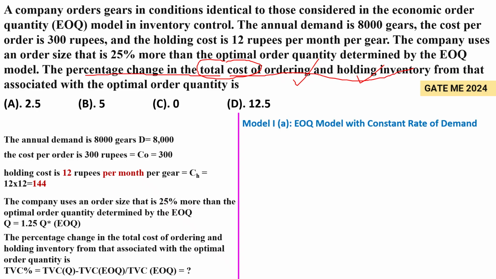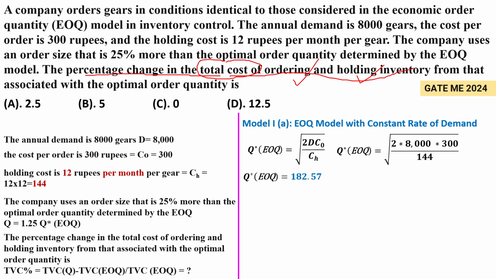So first we have to determine the EOQ. This model belongs to model 1A, EOQ model with a constant rate of demand. And EOQ or Q star equals root of 2D C0 by CH. We know all the values, then substitute. Q star equals 182.57. This is the EOQ value. But the company uses Q equal to 1.25 Q star. Then Q equals 1.25 into 182.57, which equals 228.2.